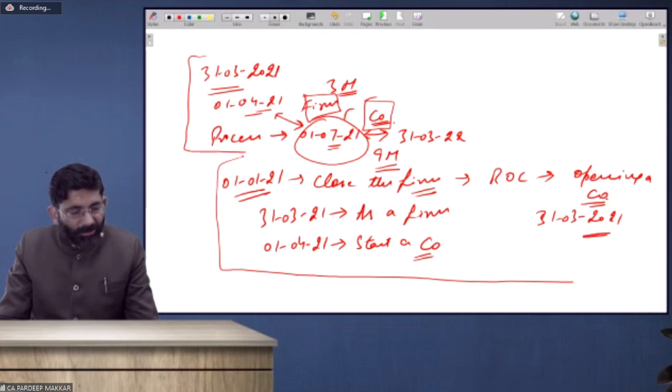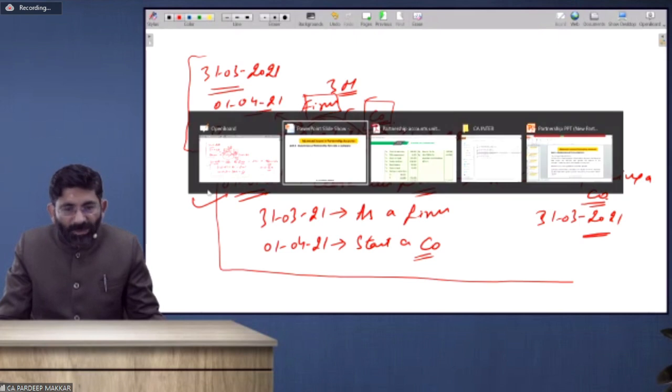In this case, you may see illustration number 5. Illustration number 5. In this, the second method is adopted. This one, of your module, see illustration number 5.